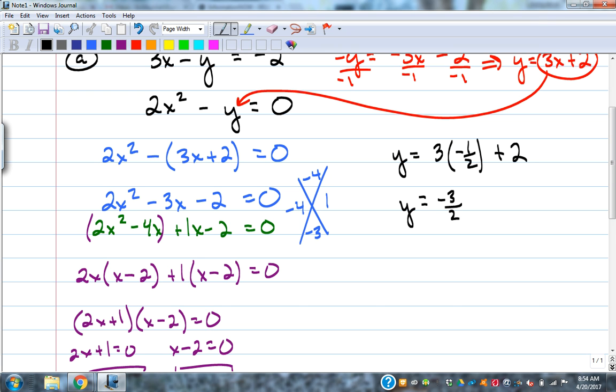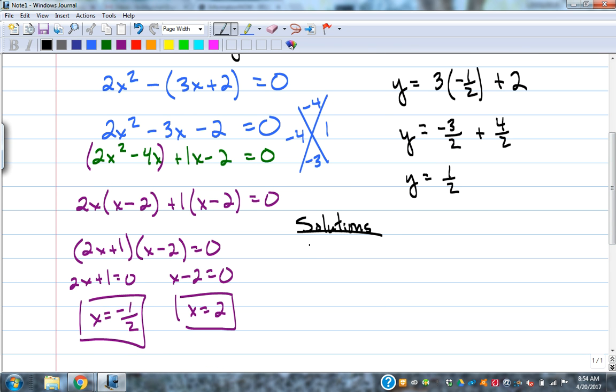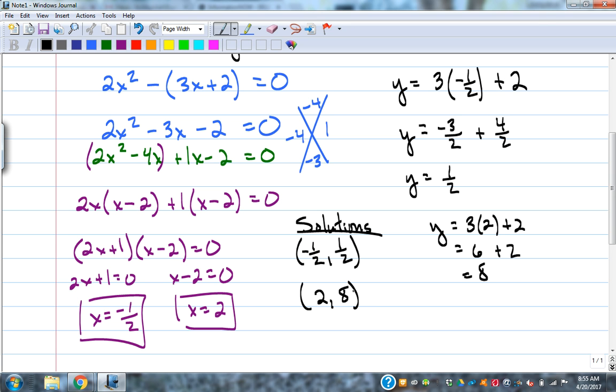It'll be negative 3 over 2 plus 4 over 2, positive 1/2. So one of our solutions, put them right here in the middle of the page, would be negative 1/2, positive 1/2. And then I'd work out, well, what happens when x is 2? That's 6 plus 2. That'd be 8. So the other solution would be 2, 8.